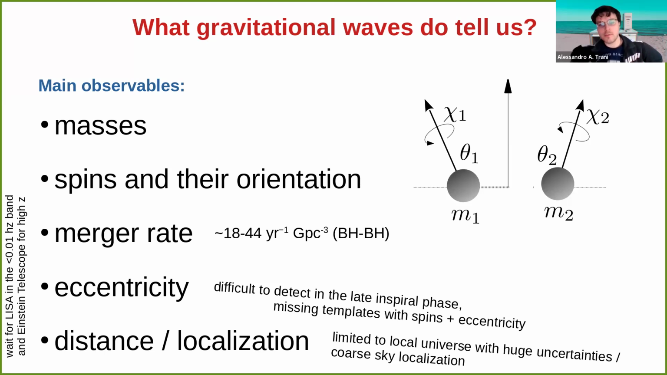The second reason is that we still don't have gravitational wave templates that include both spins and eccentricities, and these two can introduce degeneracies. So there's some degeneracy between these two effects, and we really need both effects in the same gravitational wave surrogate.